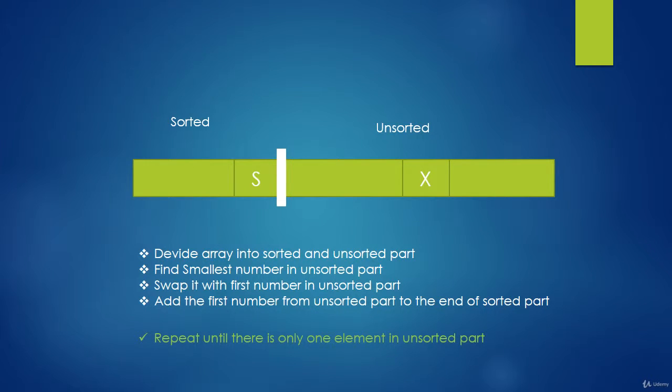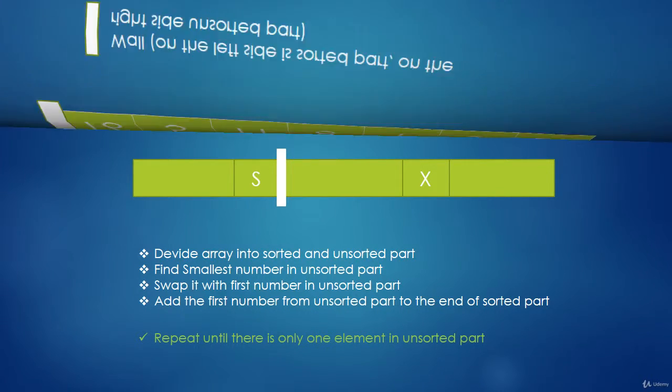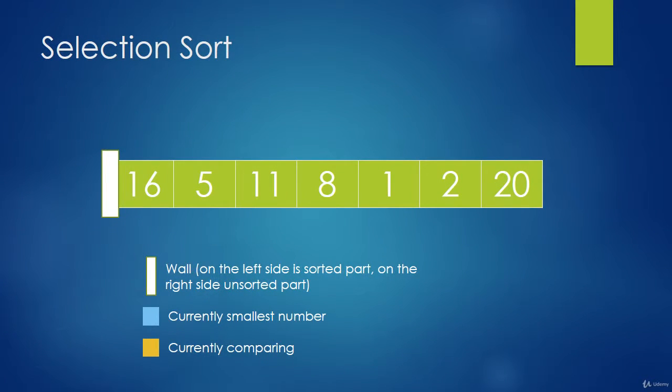We are going to use something called a wall. On the left side of our wall we have the sorted part, and on the right side we have the unsorted part. We put our wall at the beginning of our array because we haven't sorted any number yet. Now, as the algorithm says, we are going to find the smallest number in the unsorted part.